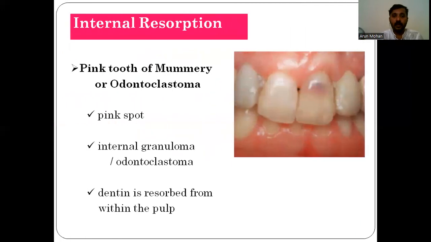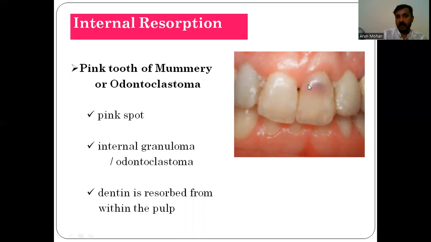The regressive alteration is mainly associated with internal resorption of teeth, which is also usually referred to as pink tooth or pink tooth of Mummery or odontoclastoma. In such cases, there will be resorption of the internal surface of the pulp walls. So due to that, there will be a pinkish appearance.